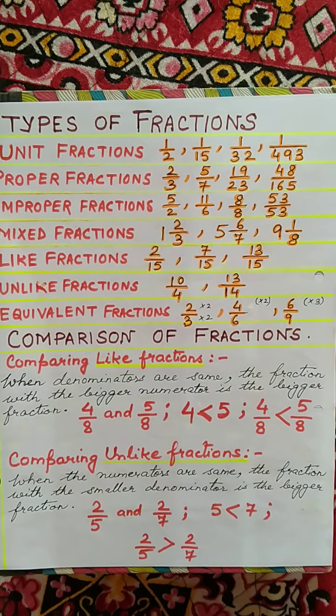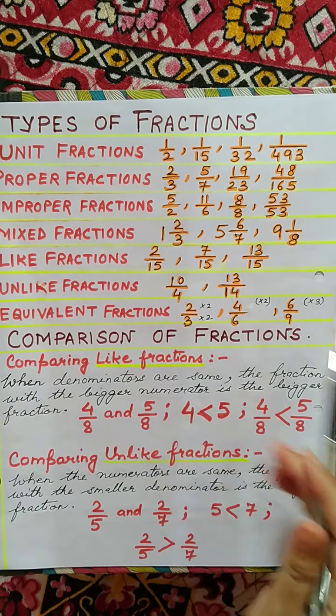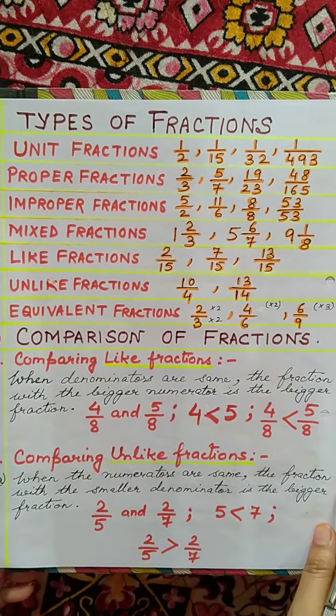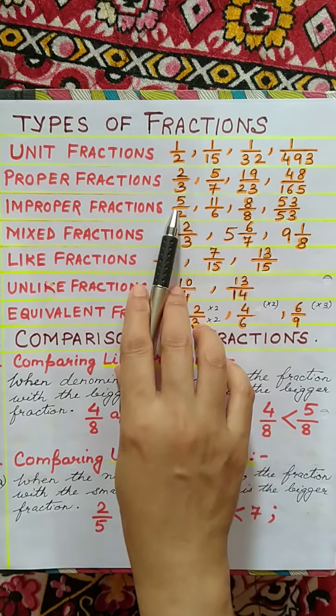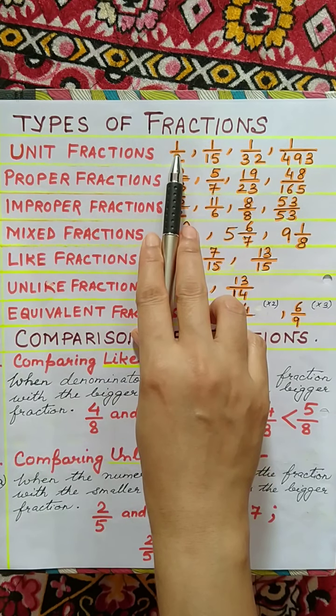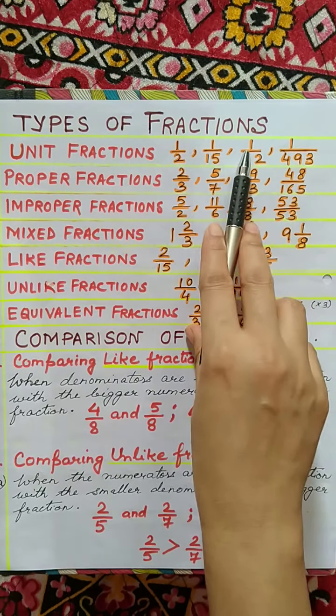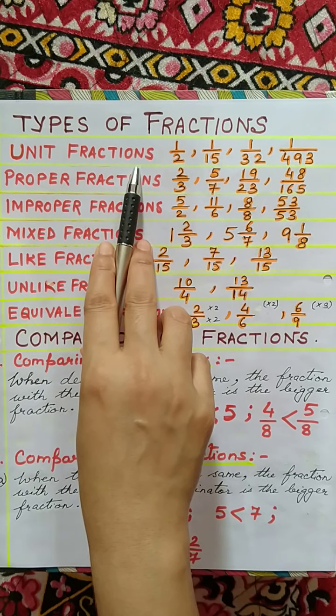Now let us see the types of fractions. Here we have 7 types of fractions. First is unit fraction. A set of unit fractions has numerator 1. So a set of fractions where all the numerators are 1 is called unit fractions.